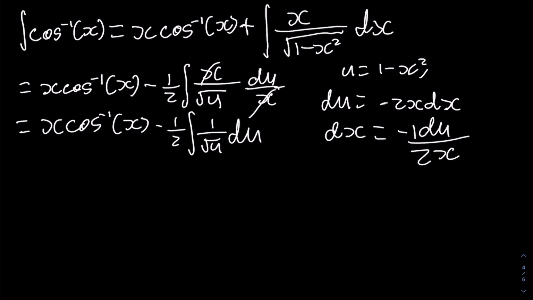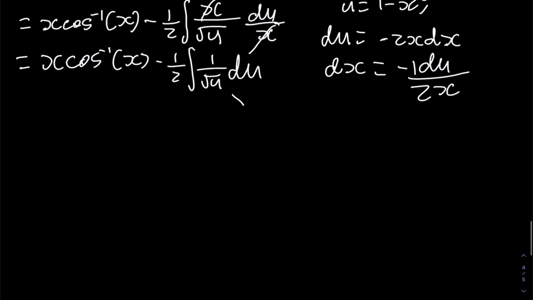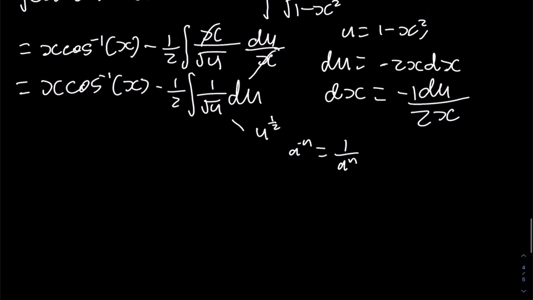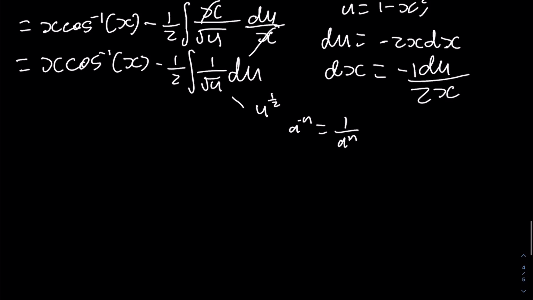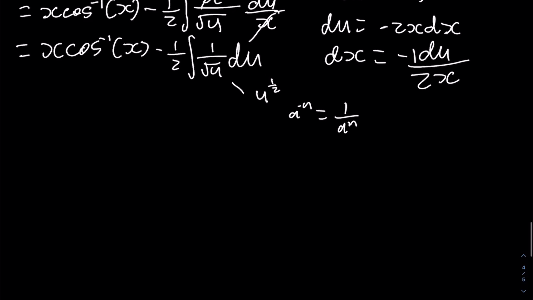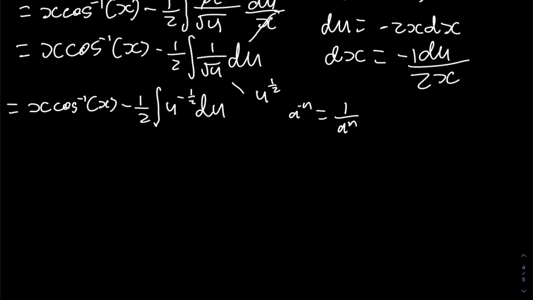And here, of course, we know that the square root of u is the same thing as u to the 1/2. And we know that a to the negative n is equal to 1 over a to the n. So if we use the reverse of the idea, and we have 1 over u to the 1/2, that must be where our n is 1/2. So we must have this being equal to u to the negative 1/2. So all we're doing is we have x multiplied by the inverse cosine of x minus 1/2 of the integral of u to the negative 1/2 power du. Everything is in the u world.